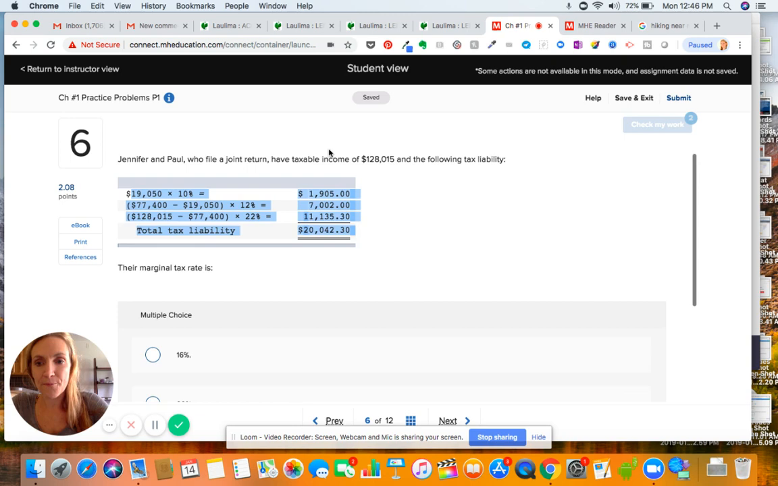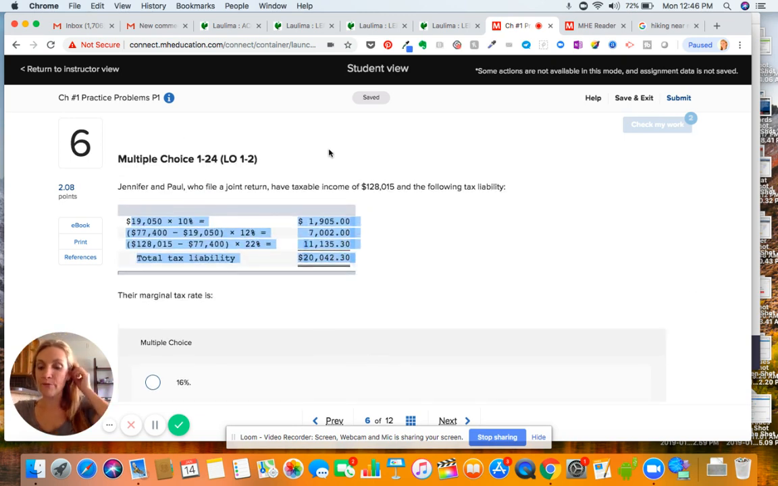First of all, if you look in your book at table 1-2, these are marginal tax rates for married filing joint couples. You'll look at that table, okay? Table 1-2. And then you find the range that includes 128,000. So the first section is up to 19,050 is 10%.